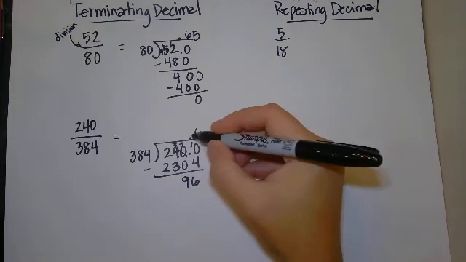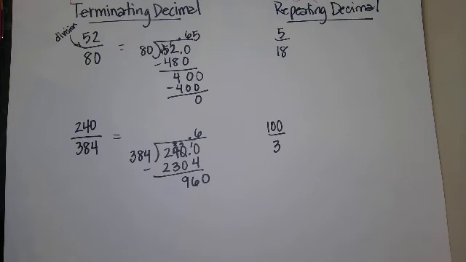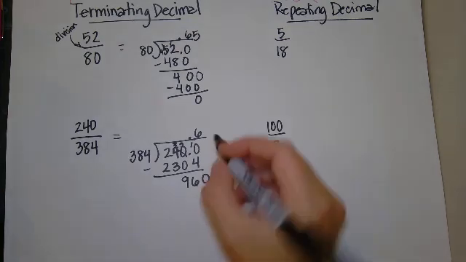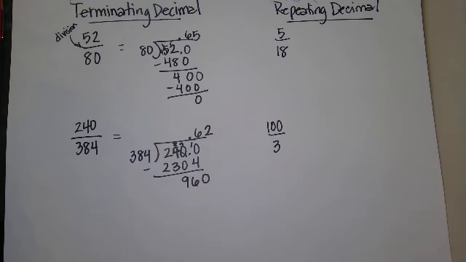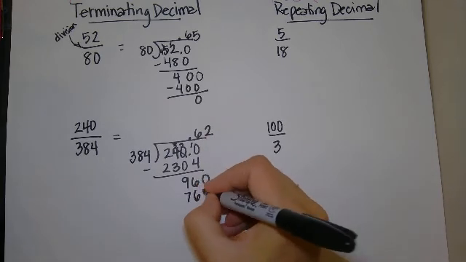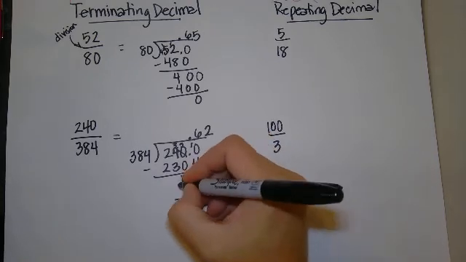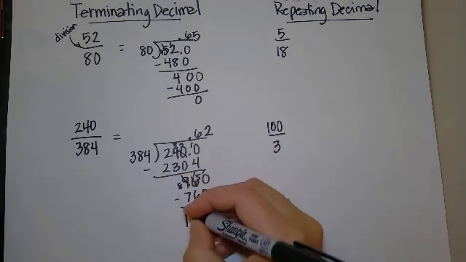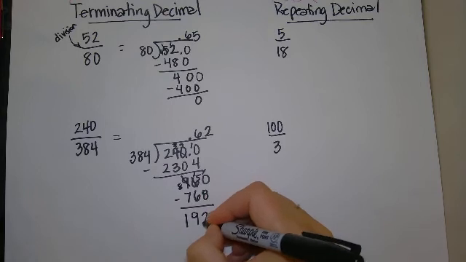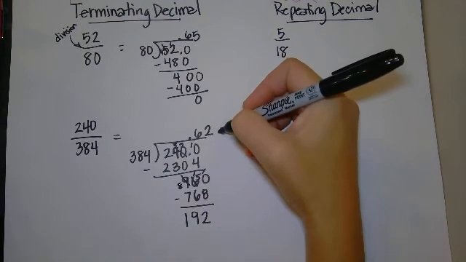Now, I don't want to just write remainder 96, just like before. So we have a decimal, so we can just go ahead and add a 0. I'm going to go ahead and add a 0 here. I know that I can go 384 2 times, and 2 times 384 is 768. And then when I subtract, I end up with 192, if I did that correctly.